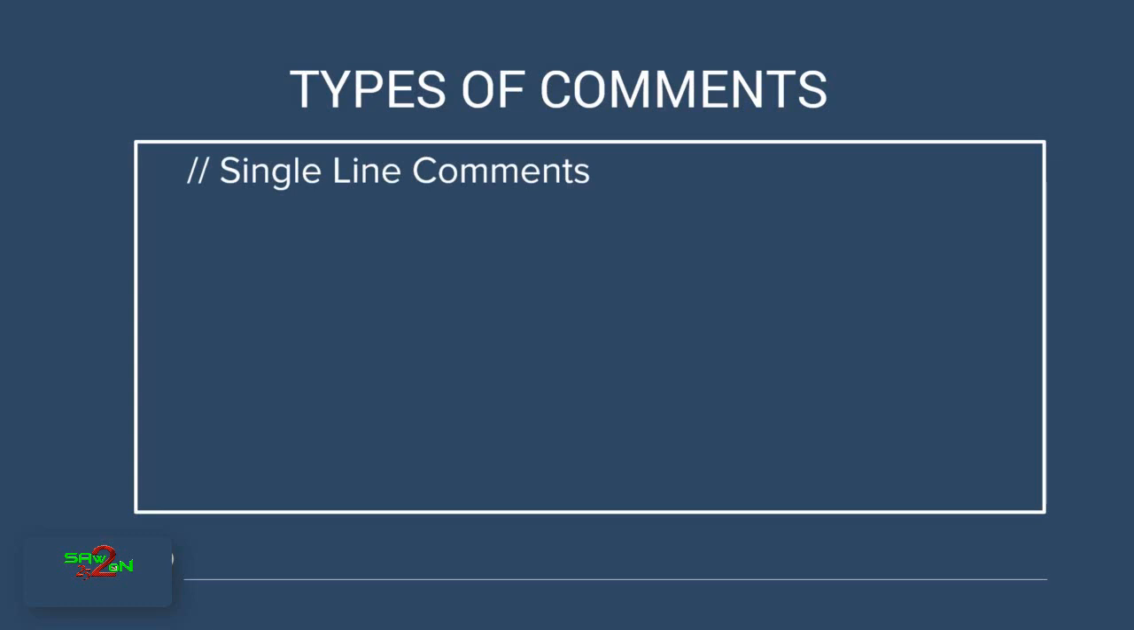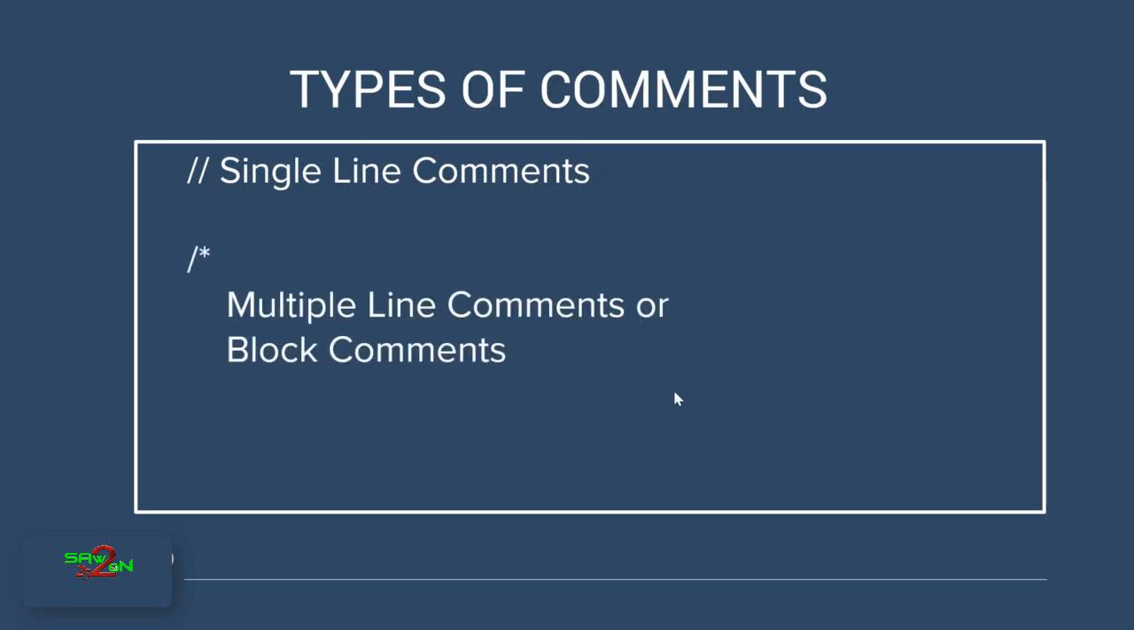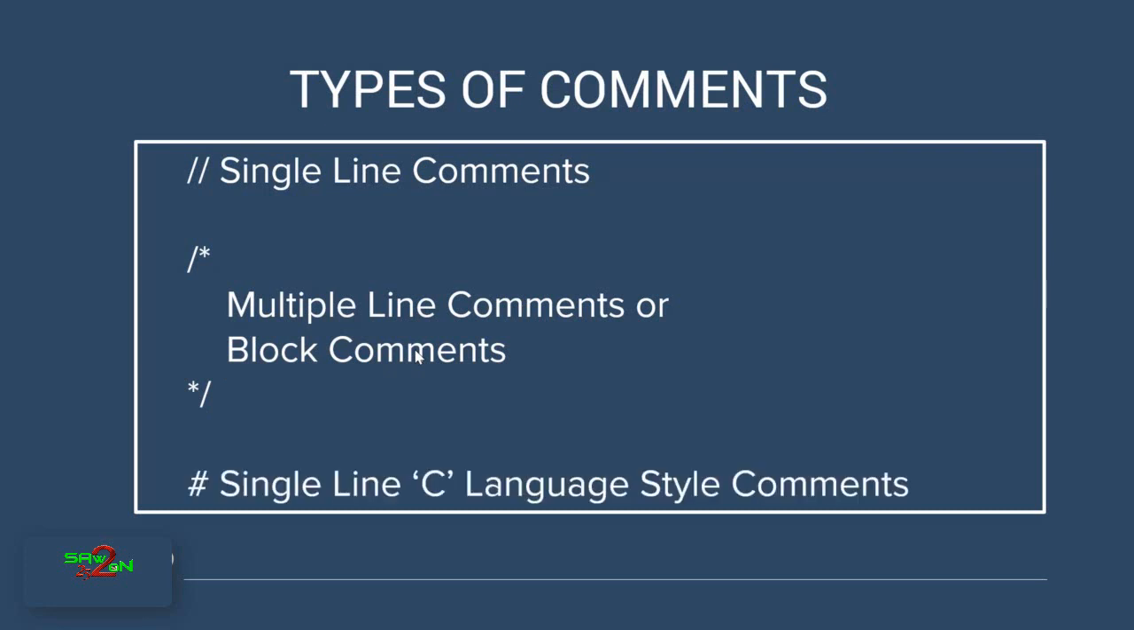There are 3 types. First is called single line comments. The single line comment starts with 2 forward slashes. Then you have multi-line comments or block comments. It starts with forward slash asterisk, and it has an ending tag, which is asterisk and forward slash. This basically indicates a block. So whatever you write inside this starting and ending comment is basically hidden from the output.